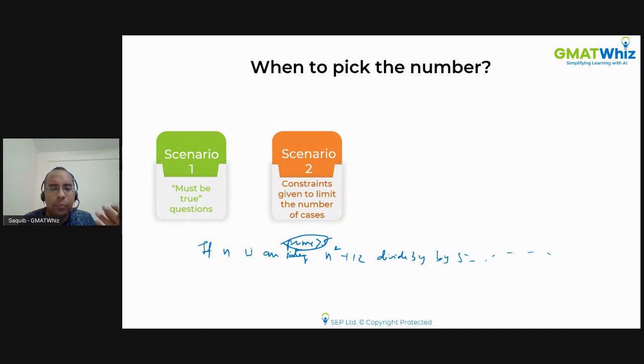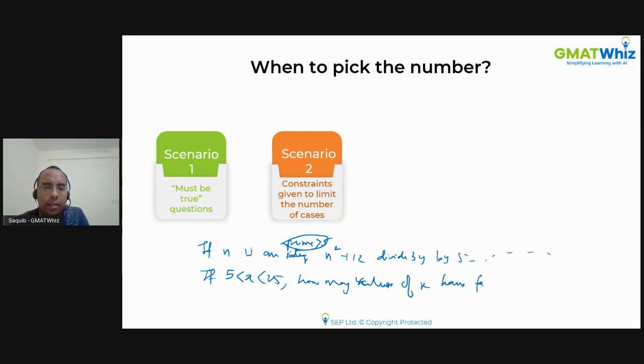And that brings me to the second scenario, because 1 and 2 are kind of related. If you're given a question which limits your number of cases, or which tells you that the values will fall within a particular range, like for example, if x lies between 5 and 25, how many values of x have factors greater than 3, or 5. Just a random example, but the point is that if you know the cases are few, 5 to 25 is still a lot. If it's like 5 to 10 or 5 to 7, where you only need to check say 5 to 6 cases, in those cases it's okay to take numbers.